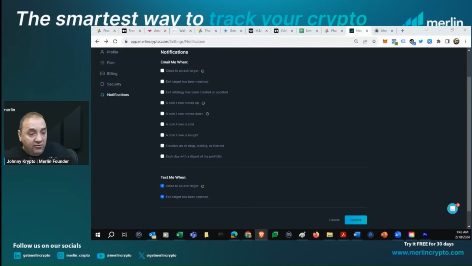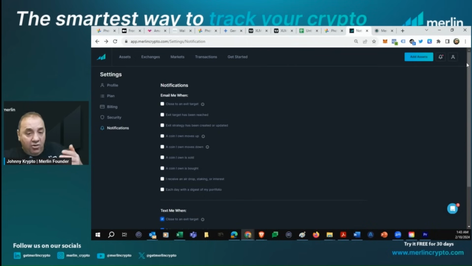You also can turn on email alerts, any one of these alerts here as well. I will caution you that sometimes you could end up with quite a bit of alerts if you have a lot of coins. So I would be selective in what you choose here, but you can turn on email alerts if you don't want text alerts, or you can have them both on at the same time.